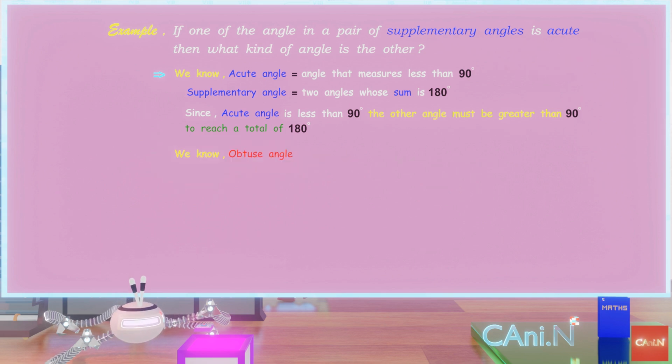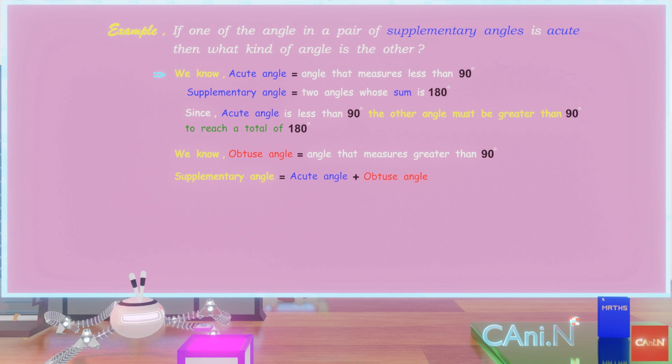We know, obtuse angles are angles that measure greater than 90 degrees. So here, we can conclude, supplementary angles equals acute angle plus obtuse angle. Therefore, the other angle is obtuse.